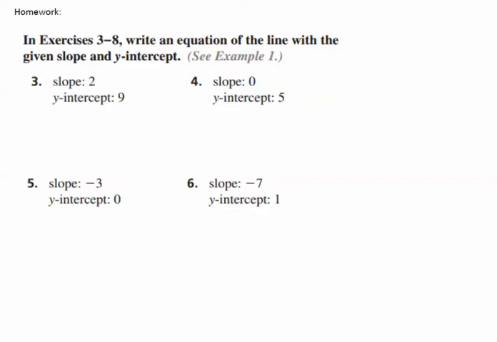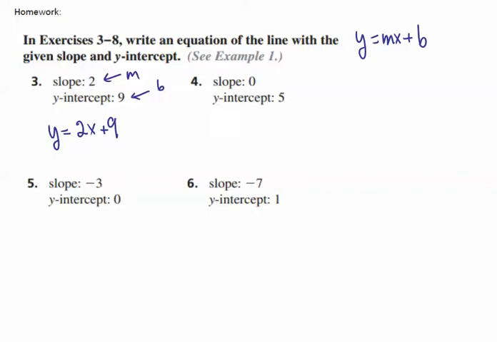Okay, in this video we'll begin to go through the homework exercises, and we want to recall that the slope-intercept form of a linear equation is y equals mx plus b. When we're given the slope and the y-intercept, it's a pretty straightforward task. We're just going to substitute 2 for m, 9 for b, and we get y equals 2x plus 9.